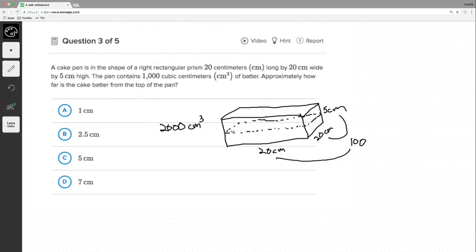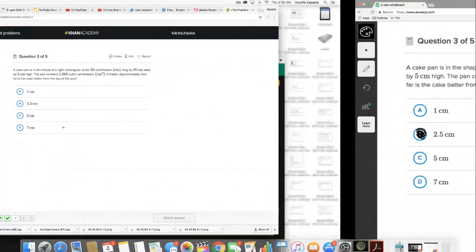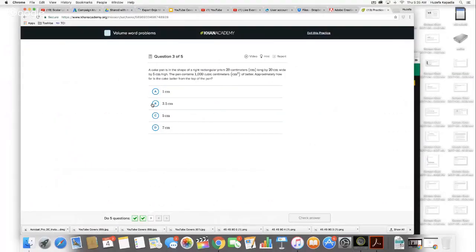So this is where it's at. Well, if it's filled halfway, it must be halfway to the top. And so if the height is 5 centimeters, it's got to be 2.5 centimeters from the top, and that's it. See, you can kind of reason that one out.